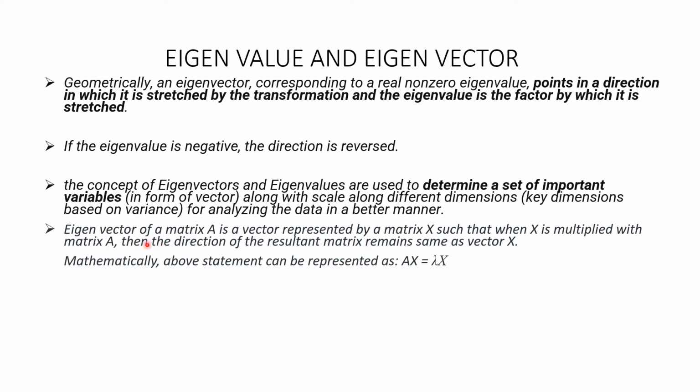If you see the definition, an eigenvector of a matrix A is a vector represented by a matrix X such that when X is multiplied with A, the direction of the resultant matrix remains the same as the vector X. That is, you see this equation AX equals lambda X, where lambda is the eigenvalue and X is the eigenvector. So basically, when you process a given set of data, these eigenvalues and eigenvectors help to find the set of important variables, along which scale, along which direction, and all those things.